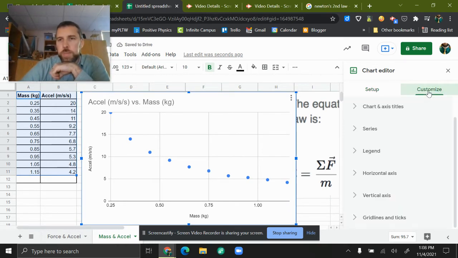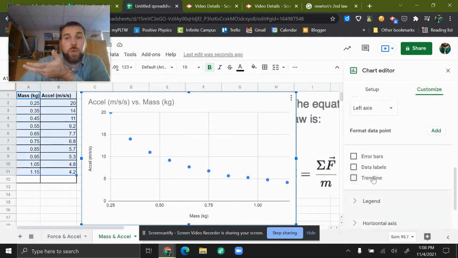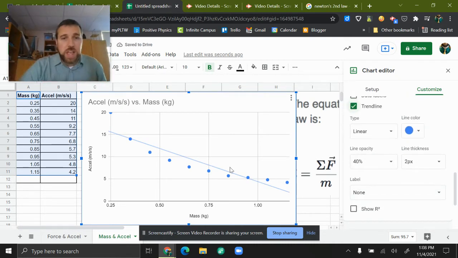So now I'm going to go to Customize and go to Series. I want to add a trend line to this to see if the data fits what we think it will. By default, it goes to a linear fit, and it's clearly not linear. It's not a linear fit, so we don't want a linear fit.